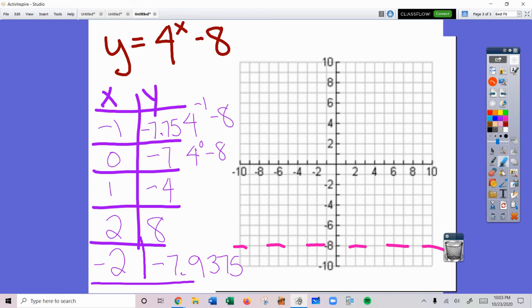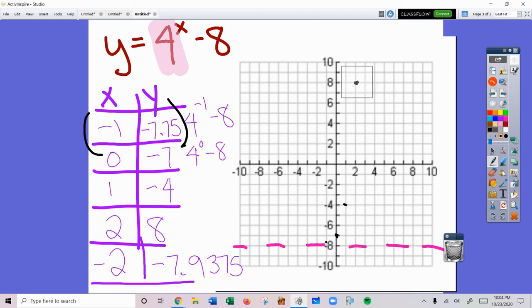The larger this value is right here, the stranger our numbers are going to get. So we're just going to do the best with what we have to plot these on our coordinate plane. And it just kind of is what it is at that point. So (-1, -7.75). Again, I have to approximate. (0, -7), (1, -4), (2, 8).